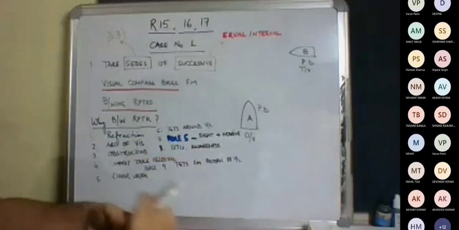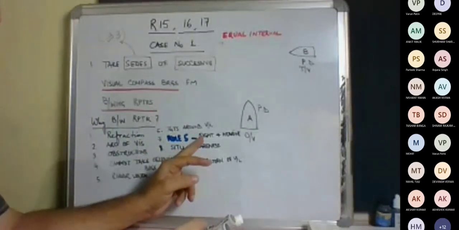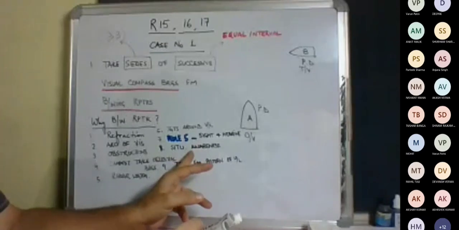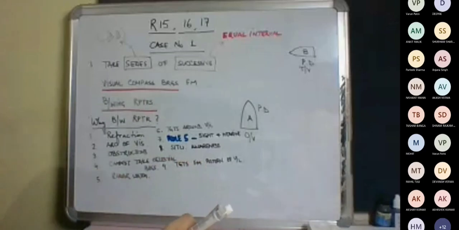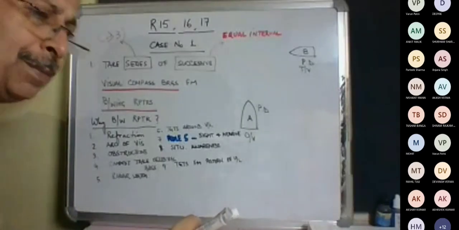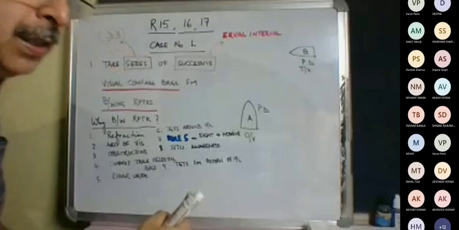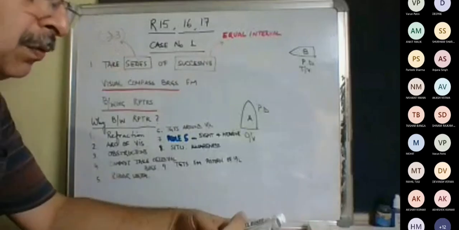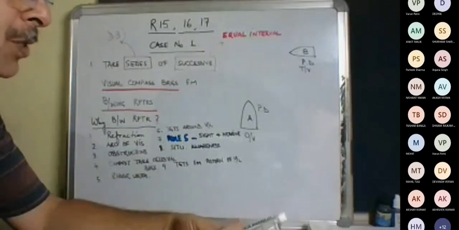Situational awareness. If you are not going out to the bridge wing repeaters, to the bridge wings, you are not aware of the changing scenario outside. The environment is changing continuously. You are not situationally aware of that changed scenario if you remain only glued inside the bridge and do not go outside to the bridge wing.